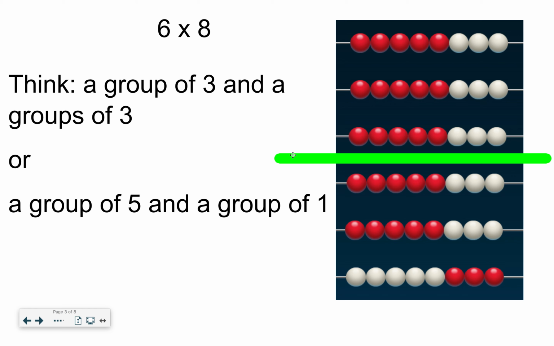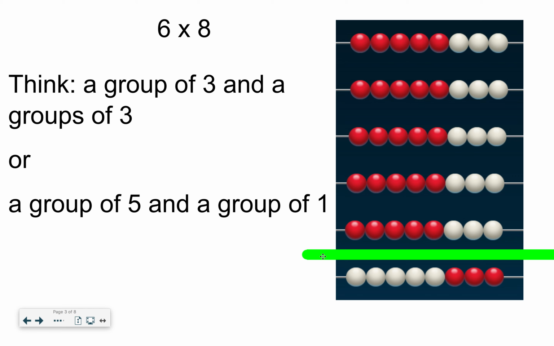Or, again, maybe you like your 5s better. So instead, I can think of this as 5 groups of 8 and then one more group of 8. Well, 5 groups of 8 is 40. One more group of 8 is 8. So total, this would equal 48.